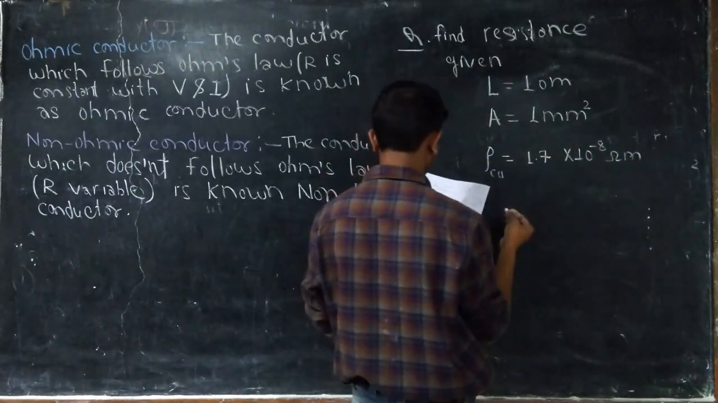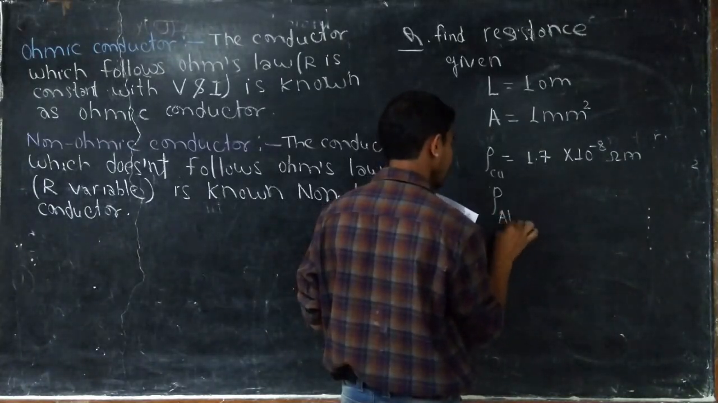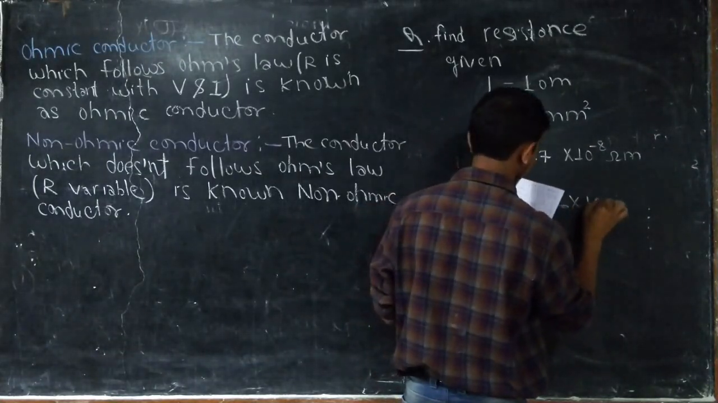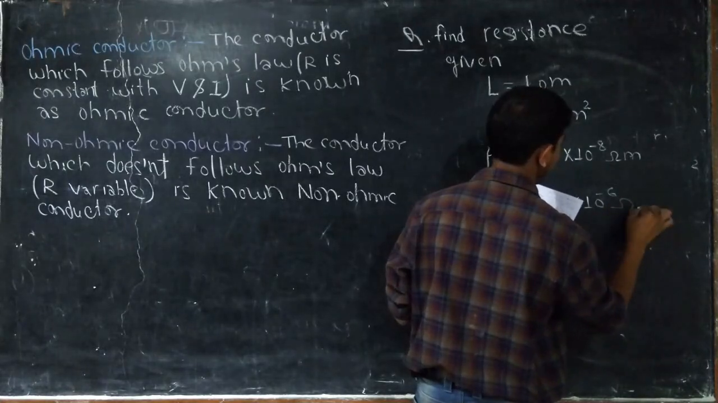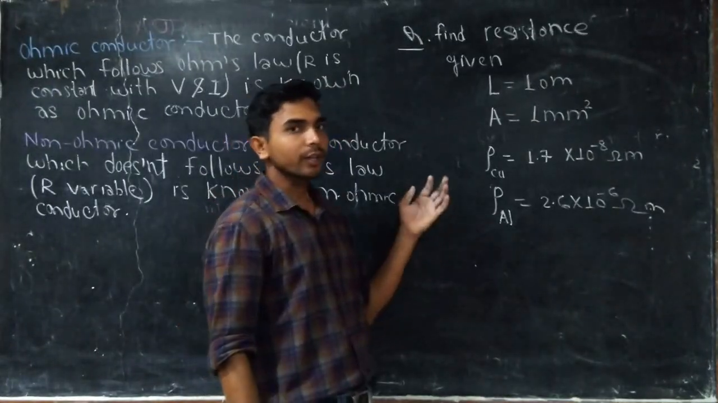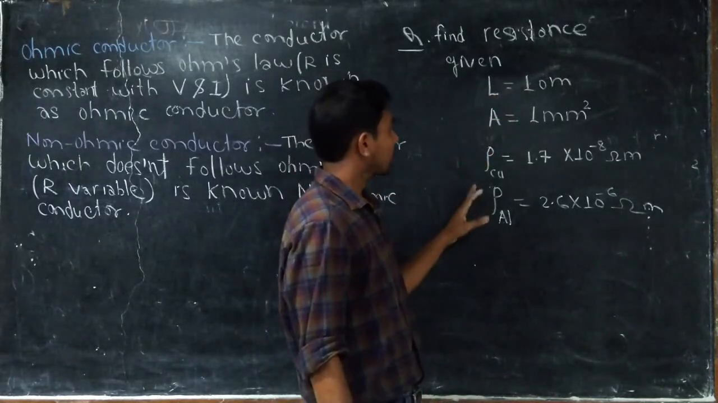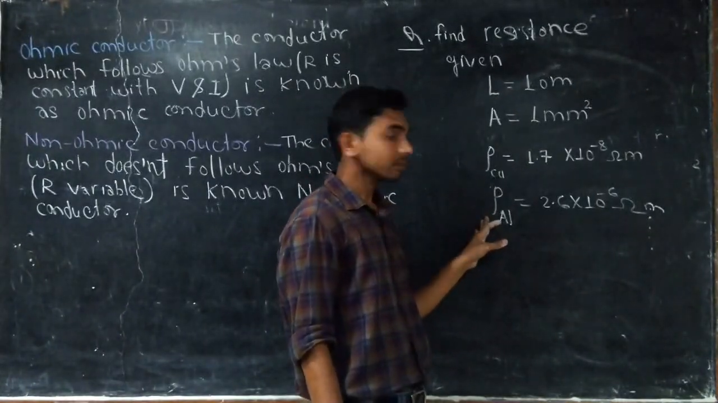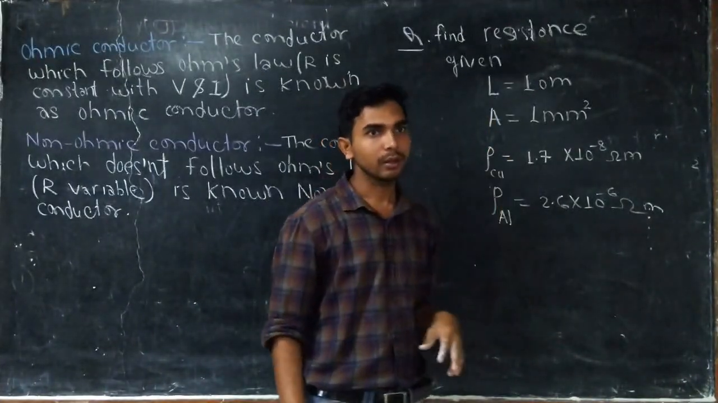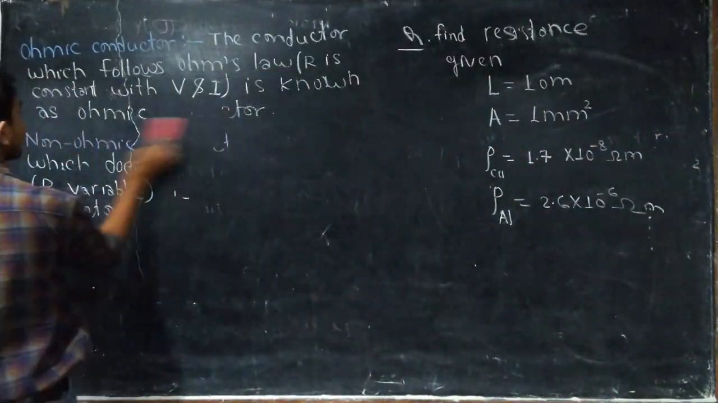And resistivity of aluminium, Al, is 2.6 into 10 to the power minus 8 ohm meter. So right now we are going to calculate the resistance of two conductors, one made of copper and one made of aluminium. But the length and area of both conductors are the same. So I have to solve it.